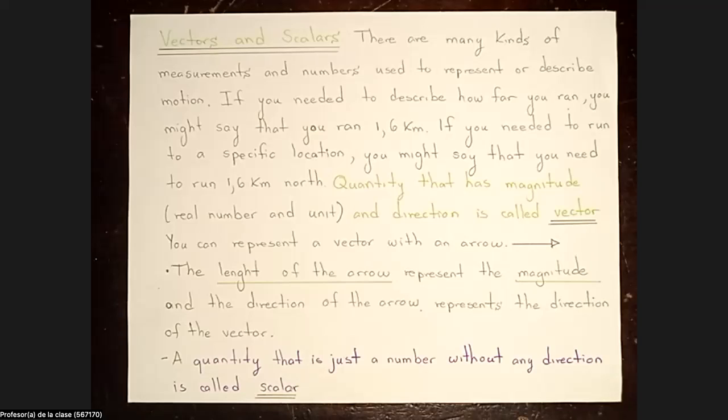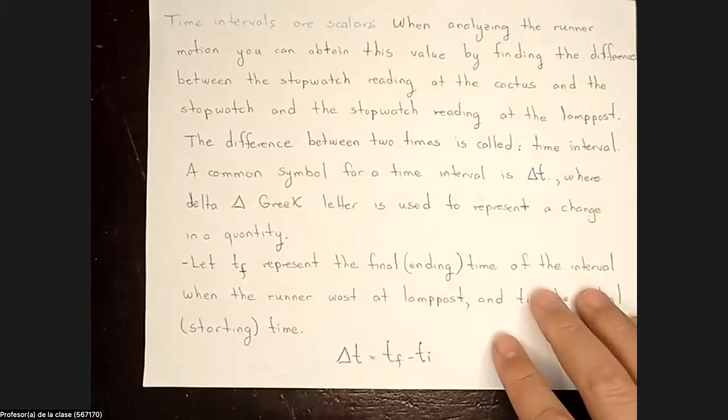So remember, the length of the arrow represents the magnitude, and the direction of the arrow represents the direction of the vector. Okay, a quantity that is just a number without any direction is called a scalar. Remember that. The scalar has no direction; a vector, of course, has a direction. Okay, good.